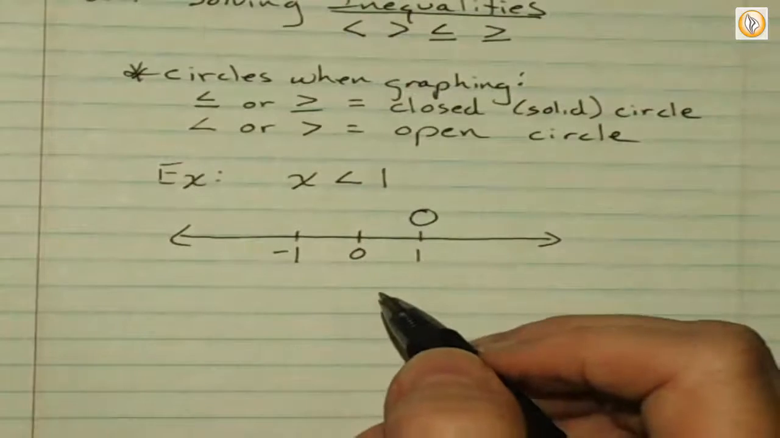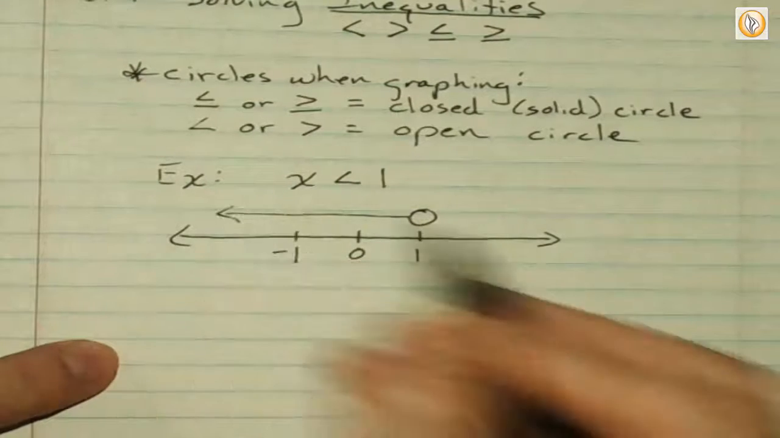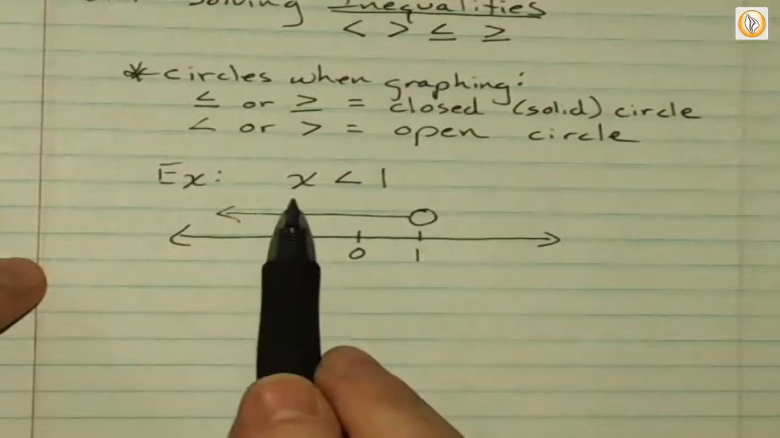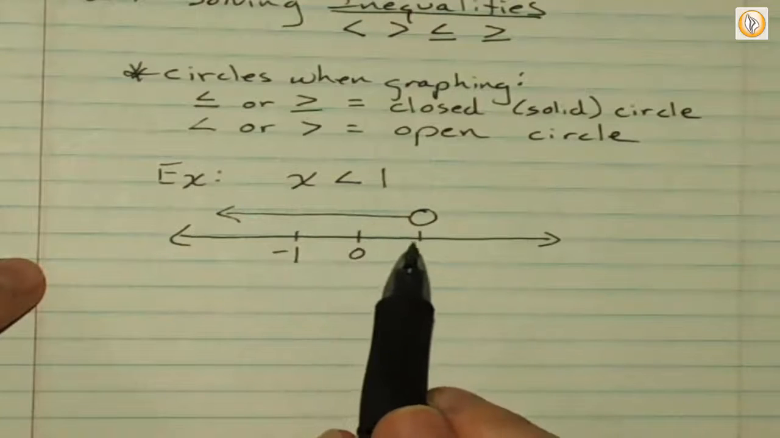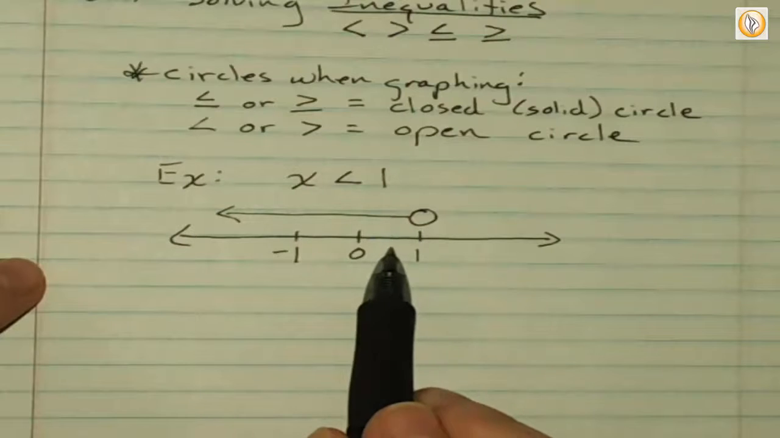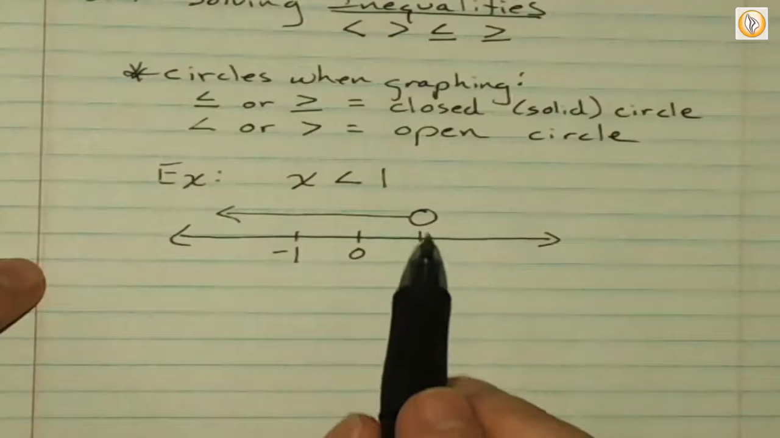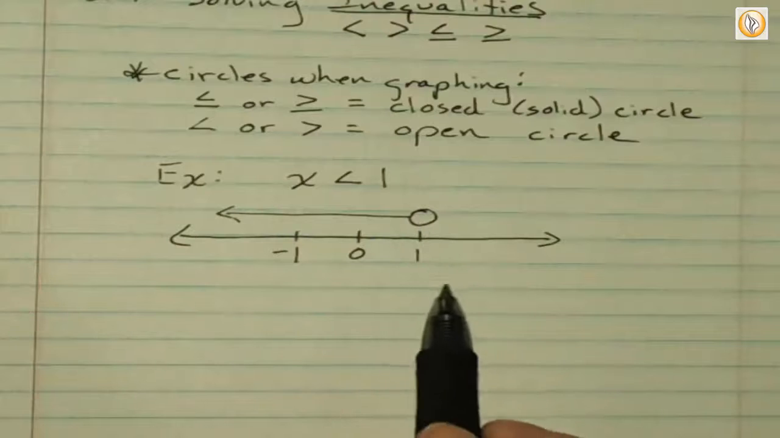So where do I draw my arrow? Left. Very good. We're going to draw it to the left. Because it's saying x can be any number that's less than 1, but it's not including 1. So it can be a half, but it cannot be 1. That's why it's an open circle. Do y'all remember this now?